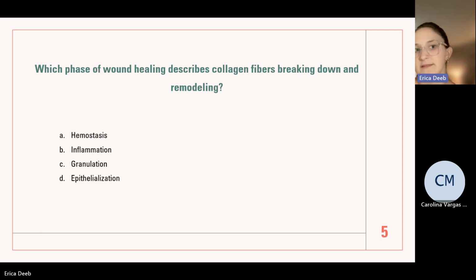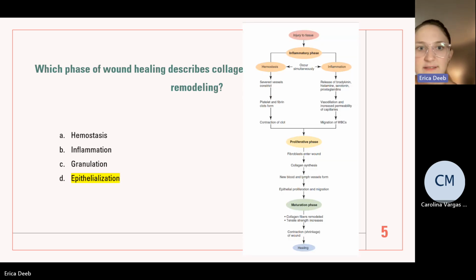Which phase of wound healing describes collagen fibers breaking down and remodeling? A, hemostasis, B, inflammation, C, granulation, and D, epithelialization. So for this one, the answer is going to be D, epithelialization. So this is where the wound is healing, and we think epithelium, we think the skin. So this is where the skin is being able to remodel.